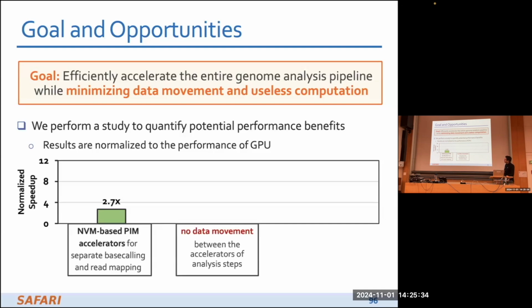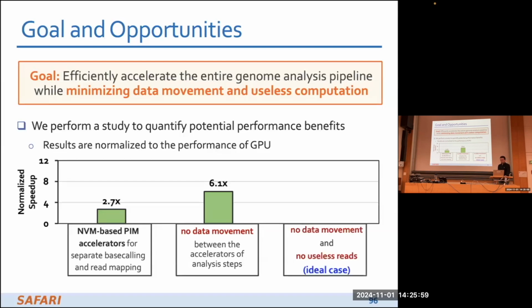Then we assume there is no data movement between these accelerators. You can use PIM for base calling and read mapping, but whatever you generate using these steps, you need to move to the later step, for example, from base calling to read mapping. So we assume that such data movement does not exist. And when we assume such a case, we see that we can increase the performance by 6x.